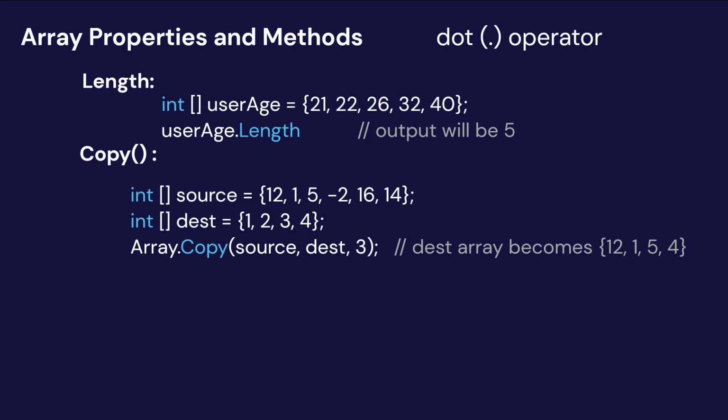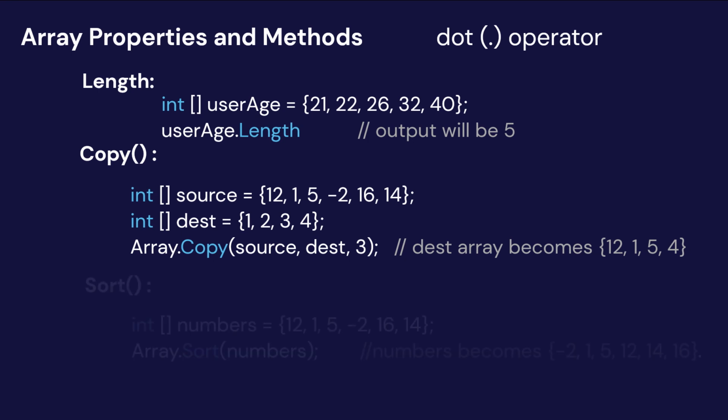The first argument is the array that provides the values to be copied. The second is the array where the values will be copied into. The last argument specifies the number of items to copy. In our example, our dest array becomes 12, 1, 5, 4, while the source array remains unchanged.